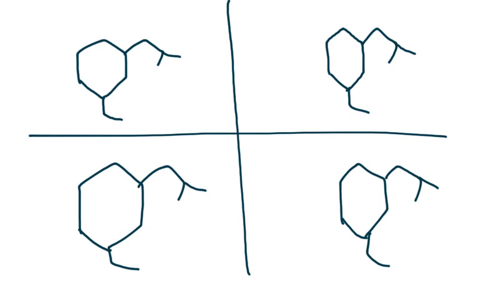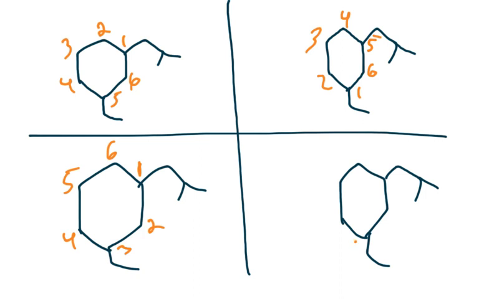First, let's start at the isobutyl group and number it counterclockwise. Now let's start at the isobutyl group and number it clockwise. 4, 5, 6. Then let's go to the right side, and let's start at the ethyl substituent and number it clockwise. Now let's start at the ethyl substituent and number it counterclockwise. 4, 5, 6.